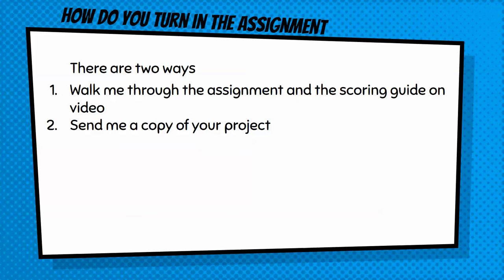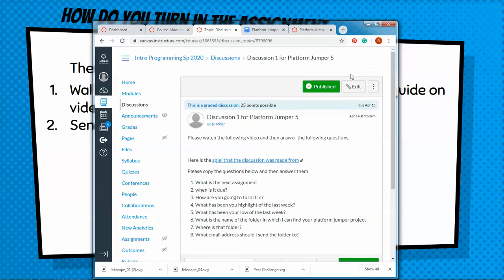Let's finish up by looking at the discussion. So when you go into the discussion for the chapter, what's the next assignment? When is it due? How are you going to turn it in? What has been your highlight of the last week? Now let's get to this part. What is the name of the folder in which I can find your platform jumper project? Where is that folder? What email address did I send it to? That's going to be part of the discussion. So once I get this, I'll rifle through your files and I will find this and send it to you.